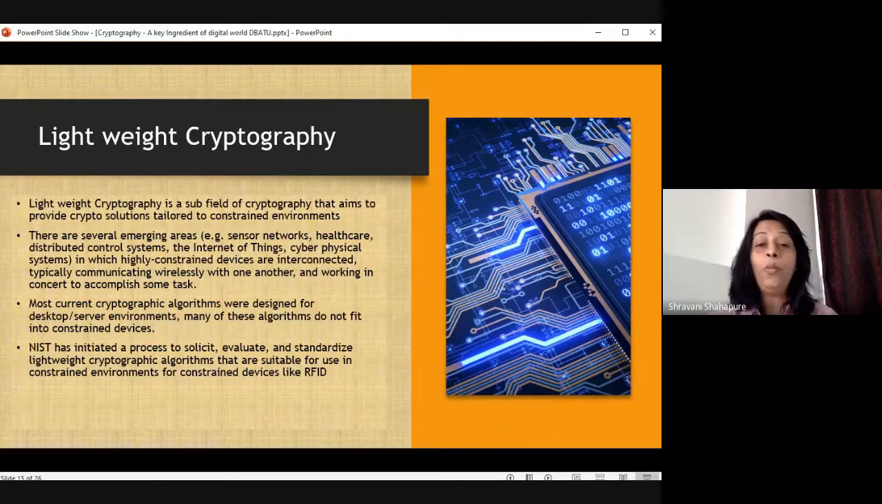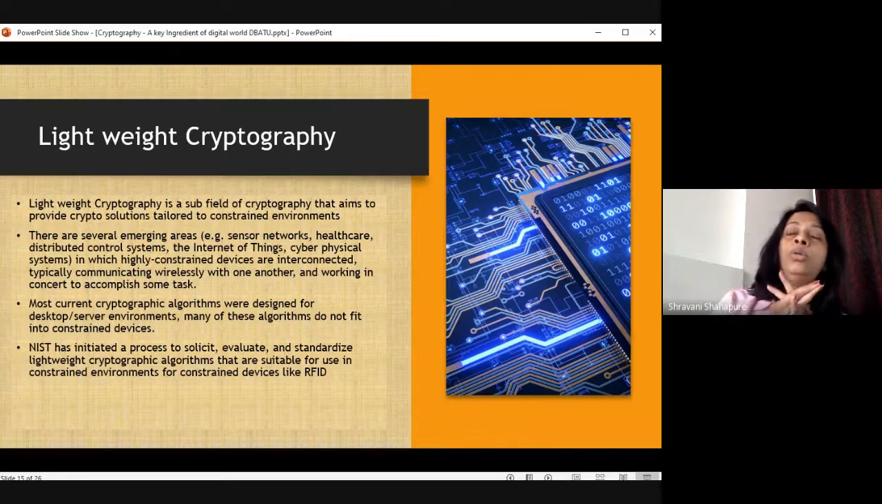Right. Why I was discussing IoT is that I wanted to bring your attention to the lightweight cryptography area. As we know, IoT or constrained devices have certain constraints like power, memory, computational power, size, even price. Then when we talk about the standard AES or standard encryption algorithms, will they be able to fit into that device? Of course not, because they are meant for servers or desktops.